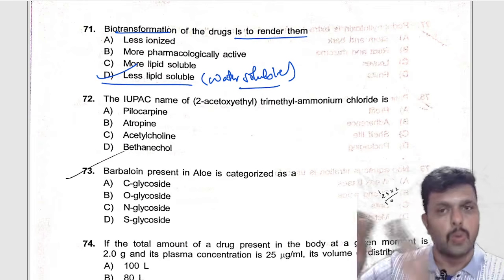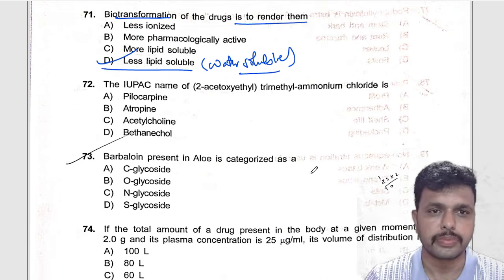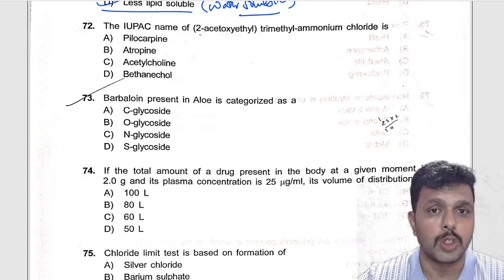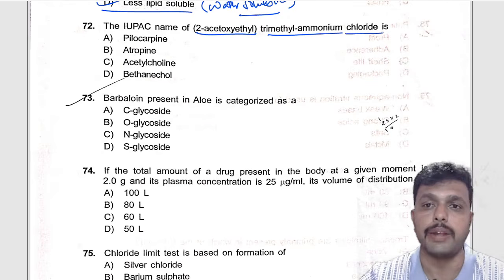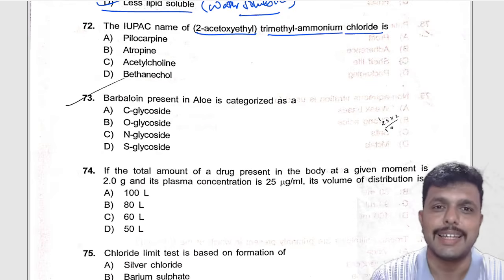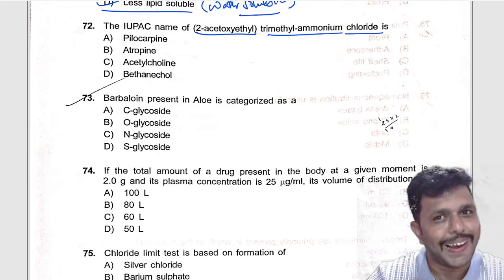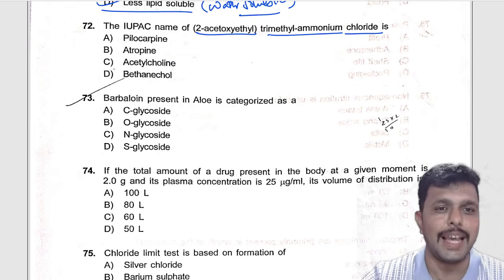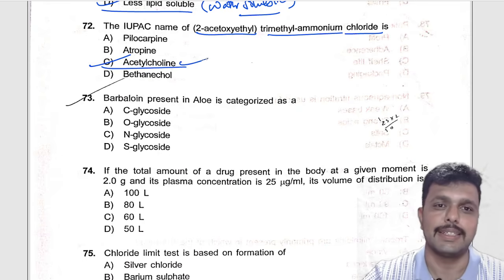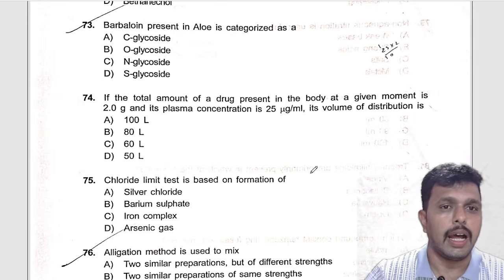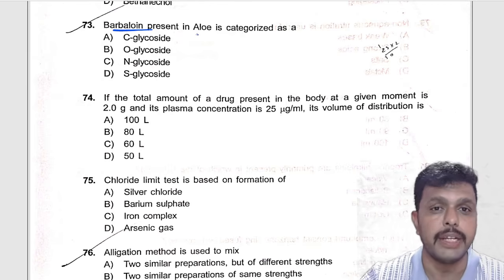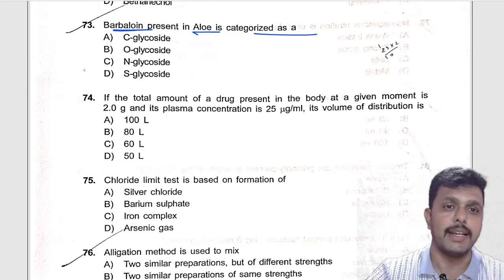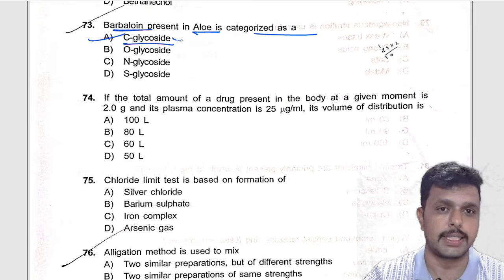It converts lipid soluble into water soluble. Yes, the IUPAC name is 2-acetoxy ethyl trimethyl ammonium chloride. The answer is in the question itself: acetylcholine is the right answer. Next, barbaloin in aloe. It is present in aloe, and it belongs to C-glycosides.